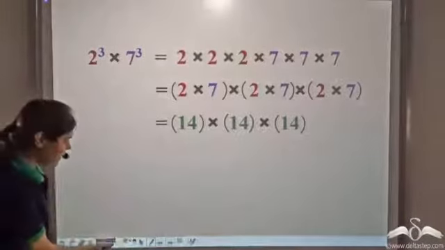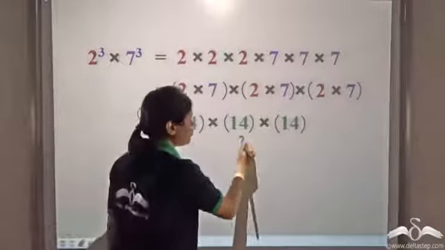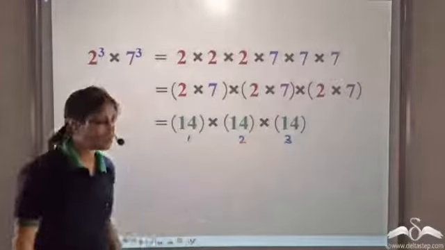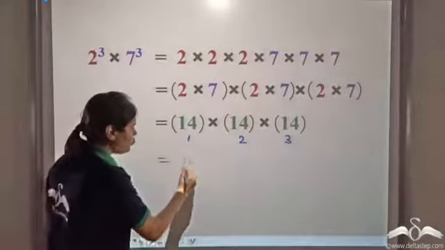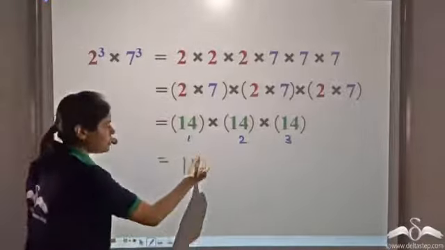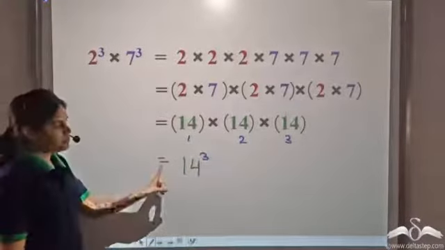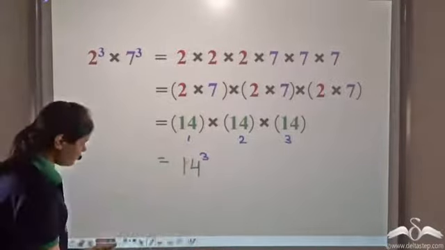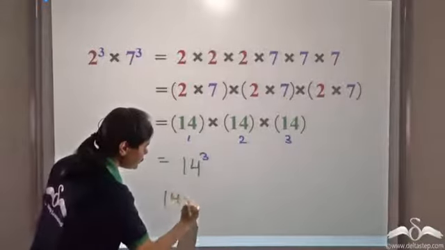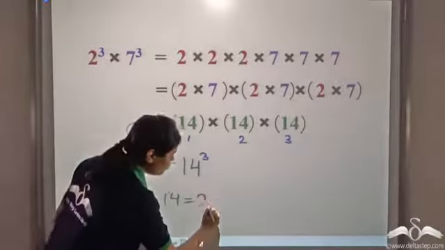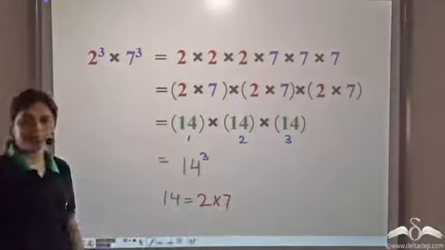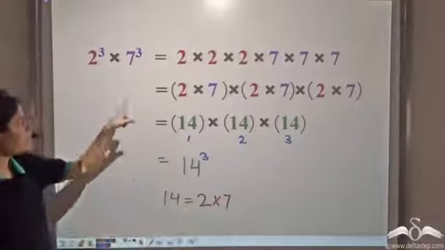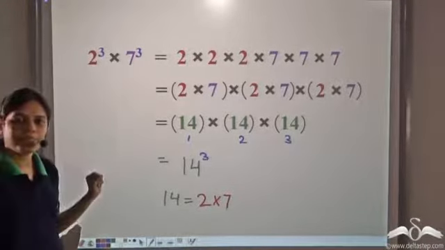So this is 14 into 14 into 14, that is 14 multiplied with itself 1, 2, 3 times. Now 14 multiplied with itself 3 times is equal to 14 to the power 3. So this is equal to 14 to the power 3. Now observe that 14 can be written as 2 into 7. So 14 is equal to 2 into 7.